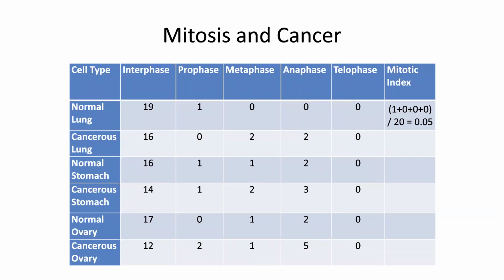Let's talk about when we actually use this in biology. One of the examples of when we use it is trying to understand cancer cells. Cancer is uncontrolled mitosis. So if we can understand what happens in mitosis, we can understand cancer better. Here we have a table. We have the cell type. We have normal lung tissue and cancerous lung tissue, normal stomach tissue and cancerous stomach tissue, normal ovary tissue and cancerous ovary tissue. And then we have the different stages of the cell cycle.